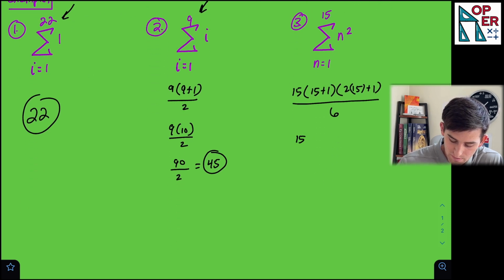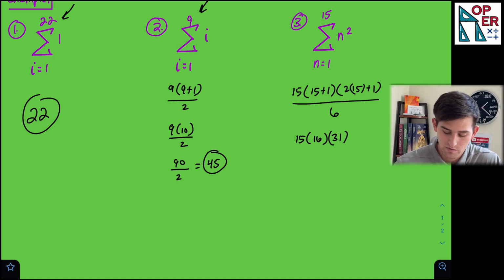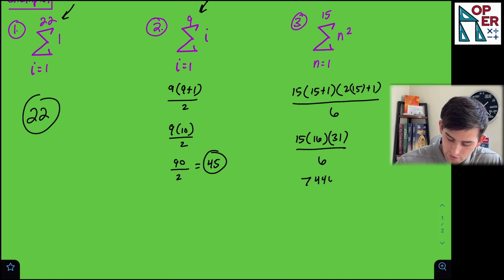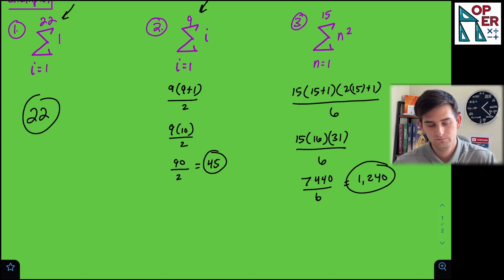All right, so now we can simplify. We have 15 times 16, and 2 times 15 would be 30, 30 plus 1 would be 31, and we divide that by 6. So now we can do 15 times 16 times 31, and that's going to give me 7,440, and we're going to divide this by 6. And we get 1,240 for the sum of the series on number 3.